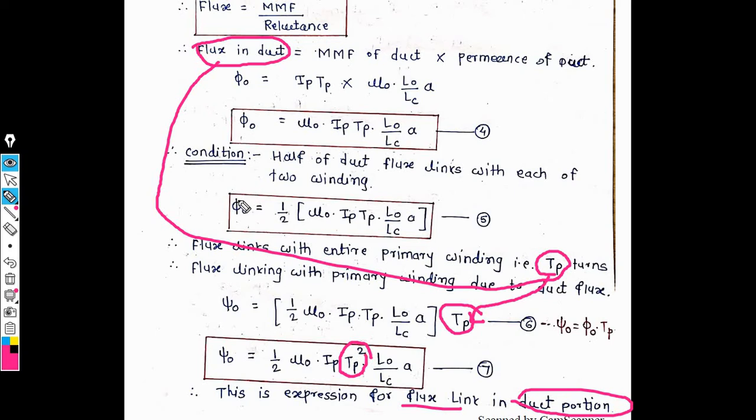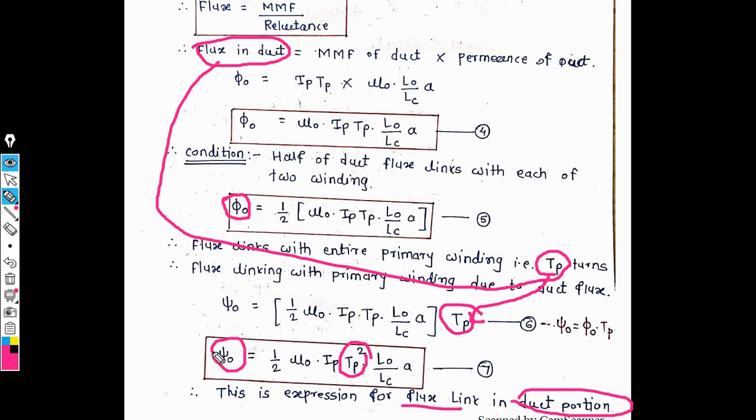Now this is the formula of phi 0. Now this is the formula of psi. This is the expression for flux linkage in the duct portion with the help of the number of turns, where we have to consider the primary turns TP.